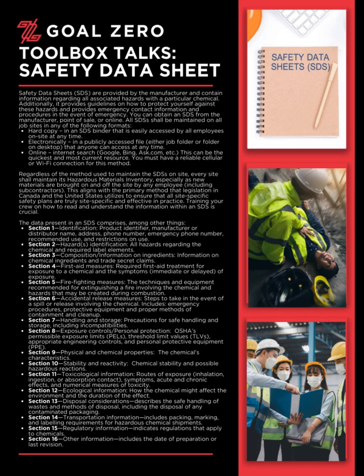Section 6. Accidental release measures. Steps to take in the event of a spill or release involving the chemical. Includes emergency procedures, protective equipment and proper methods of containment and cleanup. Section 7. Handling and storage. Precautions for safe handling and storage, including incompatibilities. Section 8. Exposure controls/personal protection. OSHA's permissible exposure limits, PELs, threshold limit values, TLVs, appropriate engineering controls, and personal protective equipment, PPE.